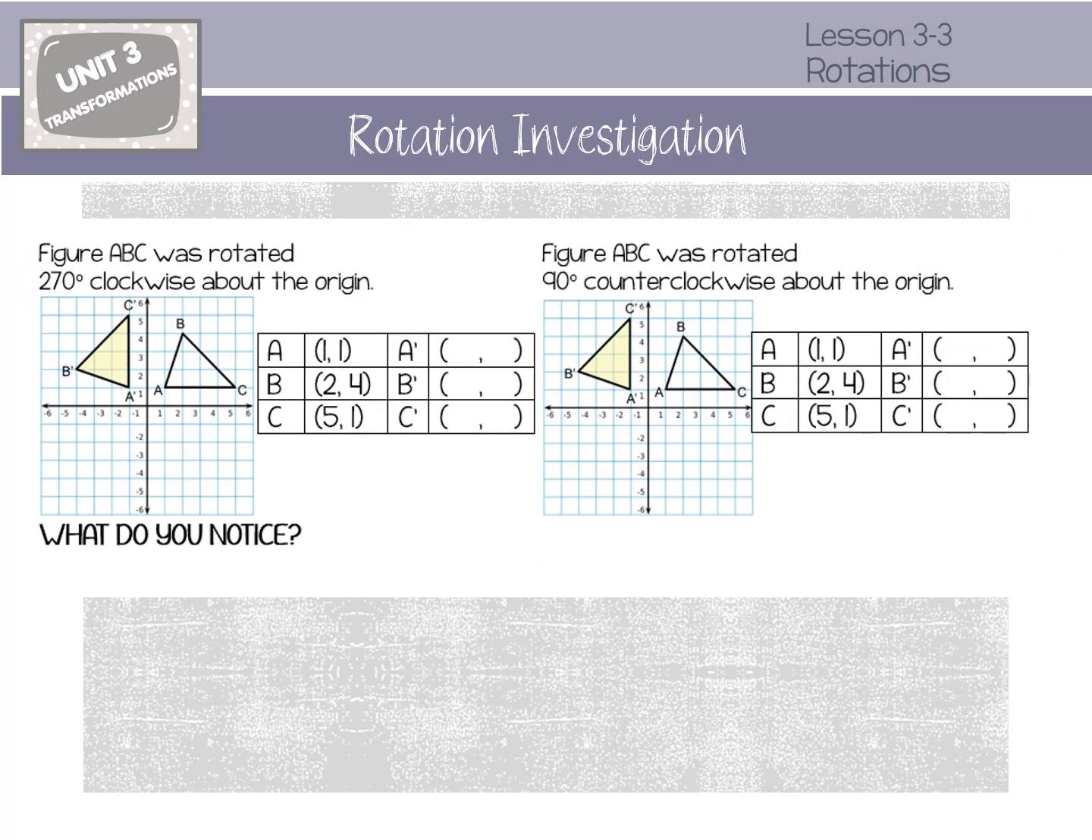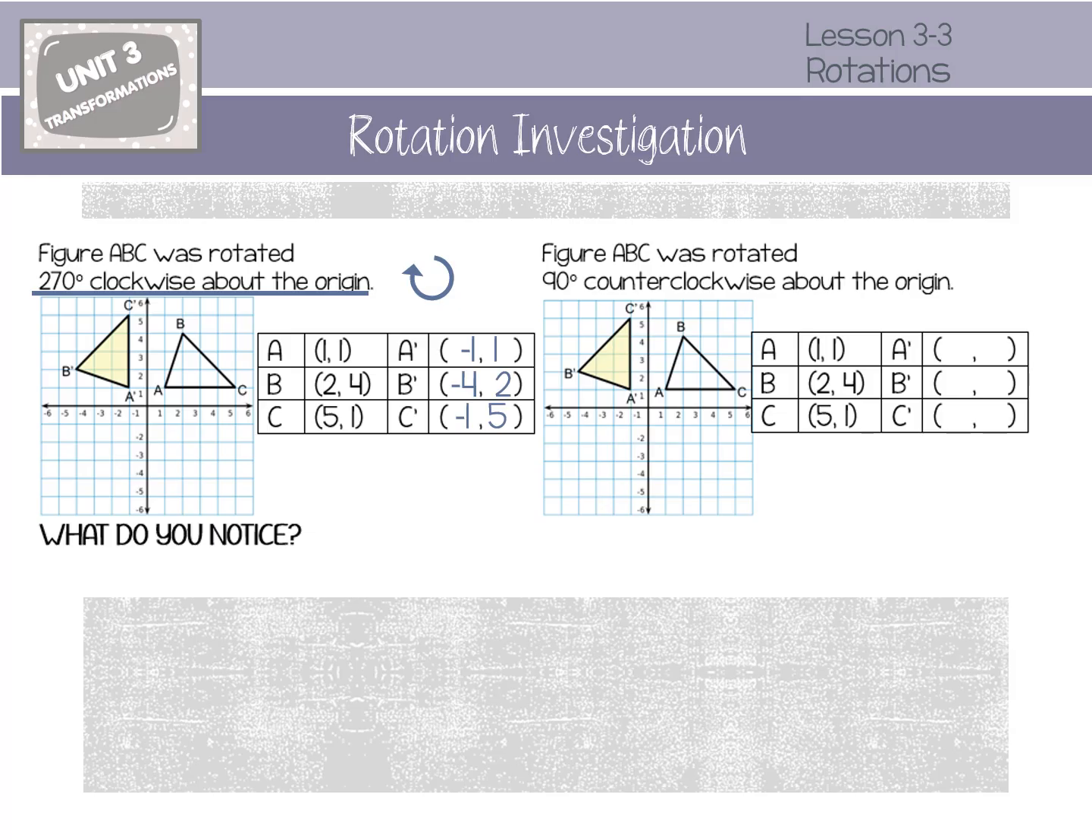All right, 270 clockwise. It's in the diagram. It starts with the exact same figure. A is at 1, 1, B is at 2, 4, and C is at the point 5, 1. Let's give the coordinates. A prime is at negative 1, 1. B prime's at negative 4, 2. C prime is at negative 1, 5. Look at what happened to your x's and y's. Did they change locations? Did they change signs?